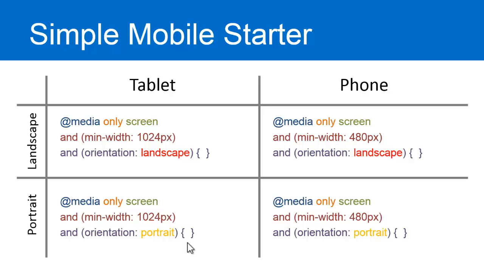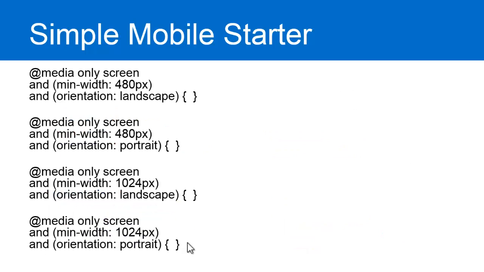So this is looking at it from a simple starter CSS. What you could do for responsive is basically say, I want a min width of 1024 in both landscape and portrait, and I want a min width of 480 in both landscape and portrait. And what that would look like is something like this.